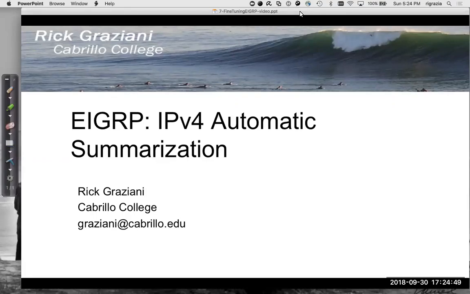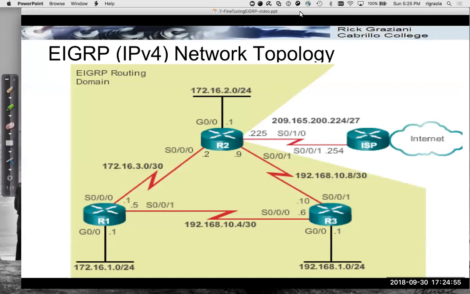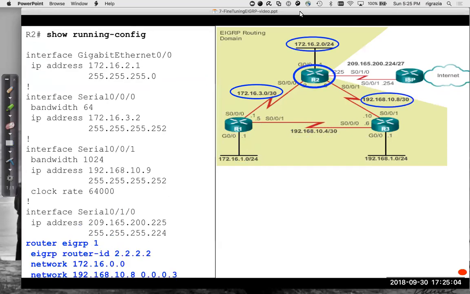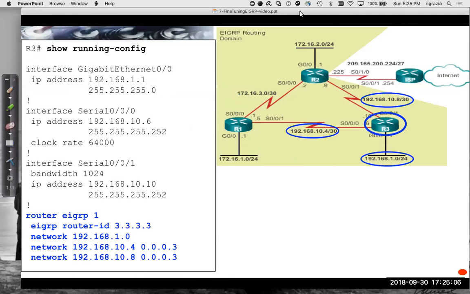Hi, in this video, we're going to talk about EIGRP for IPv4 automatic summarization. Okay, so here's our network topology. And notice we've already got all the interfaces configured and all three routers are running EIGRP. There's the configurations.